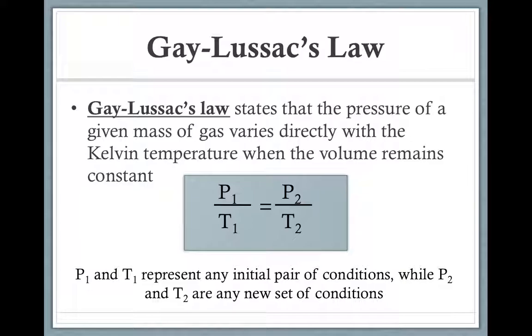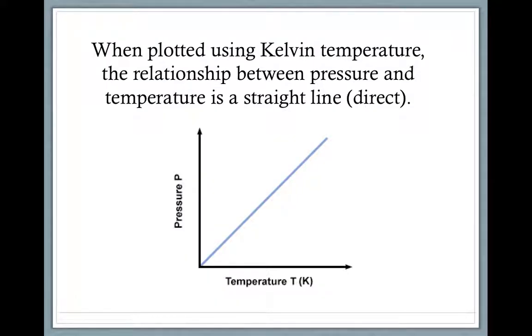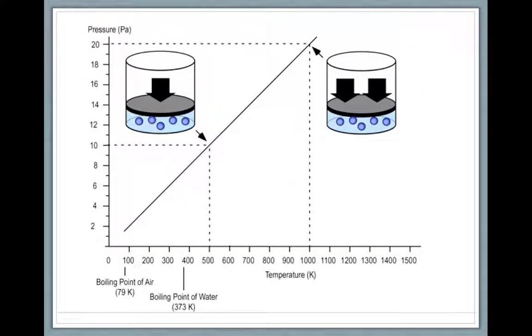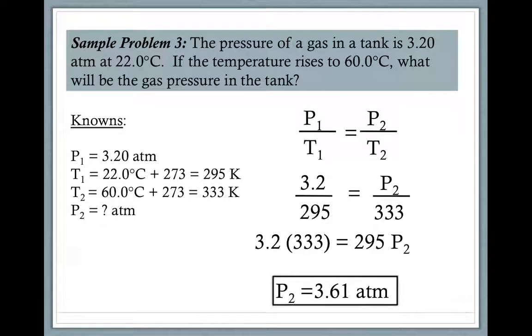You see the equation is very similar to Charles' law. Instead of volume, you have pressure. So again, the graph looks very similar to Charles' law because it's the same. They're directly related. As one goes up, the other goes up, etc. And you see here a real-world example showing the pressure and temperature difference.